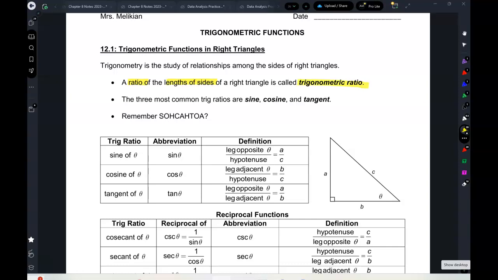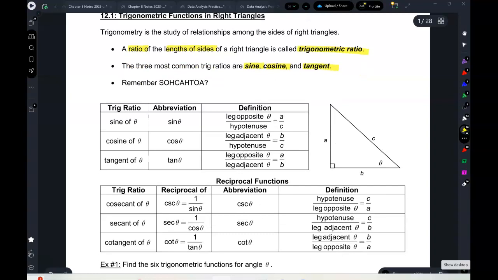Okay, so if you get a right triangle that has sides 3, 4, 5, and you say, okay, the ratio of this side to this side is 3 to 4, that's a trigonometric ratio. That's all it is. The three most common trig ratios are sine, cosine, and tangent. You've seen them in geometry. Okay. And over there, you were like SOHCAHTOA, remember? Okay, so what did that mean?